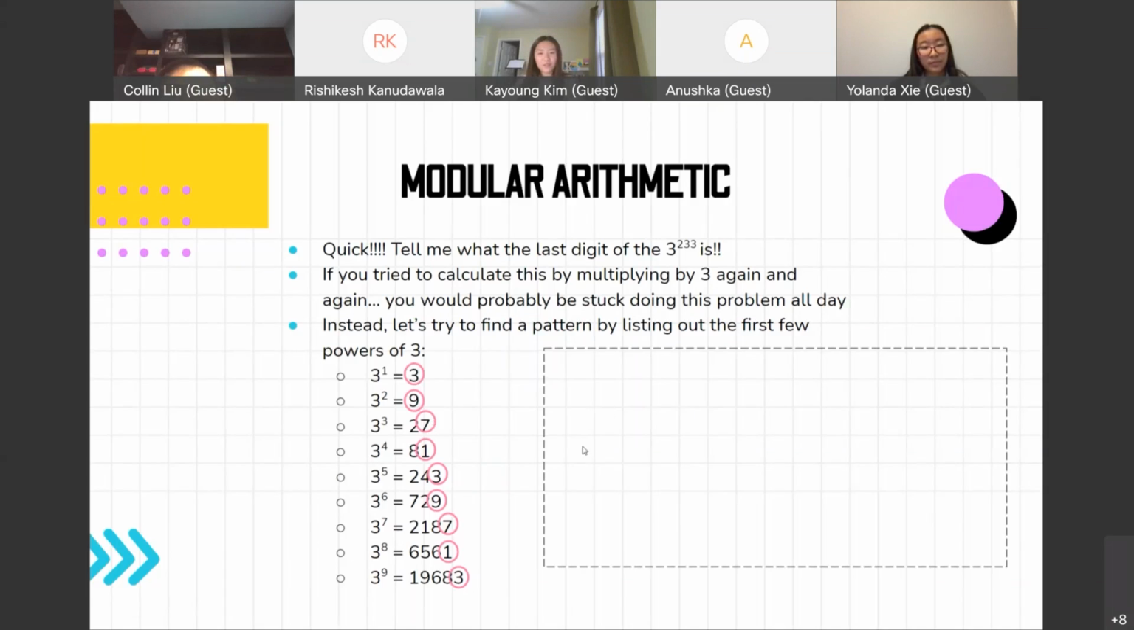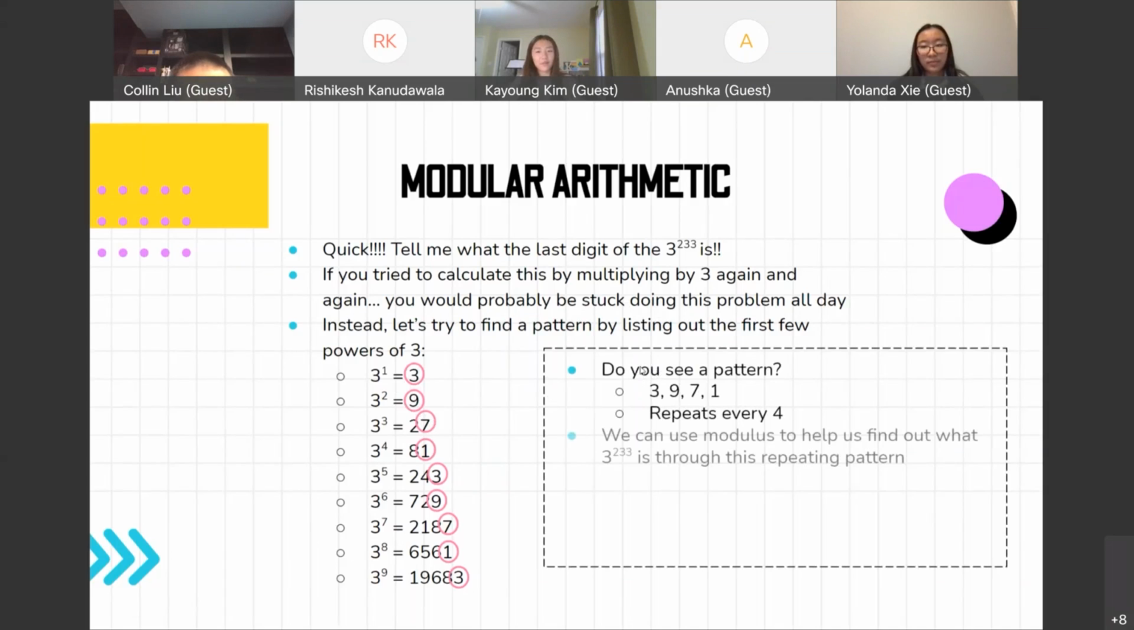So, do you see a pattern? Well, yes, we do. It's 3, 9, 7, 1 repeating every 4. And now we can use our best friend modulus to help find out what 3 to the 233 is through this repeating pattern. I can do this because when you're at a multiple of 4, after it, the pattern repeats. 1, 2, 3, 4, 5, 6, 7, 8, 9, 10, 11, 12, 13, 14, 15, 16, like that, again and again.